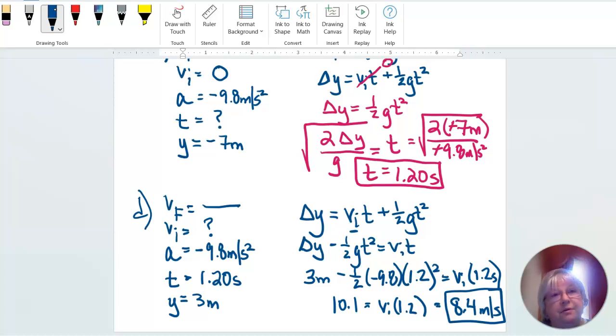Now, if I want to, I could figure out how long it would take the package to come to rest if it hadn't hit the rose. But the problem doesn't ask me for that, so I don't need to. All right, come back for problem 3.